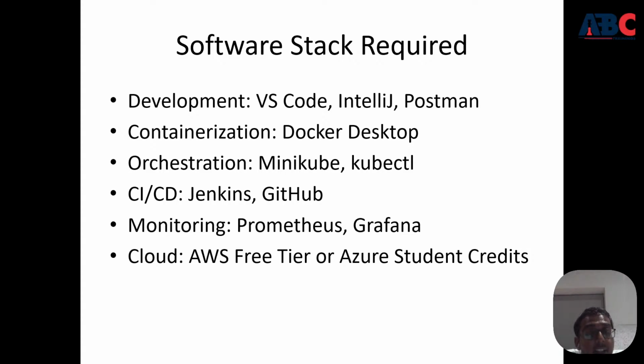The next one is CI and CD, that is continuous integration and continuous deployment. So we use Jenkins for pipelines, GitHub for version control and workflow automation. After that, next one is monitoring, that is Prometheus for metrics, Grafana for visualization dashboards, and lastly, cloud platforms like AWS free tier or Azure student credits allow low cost experimentation.